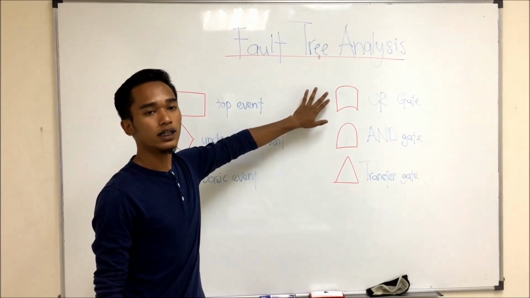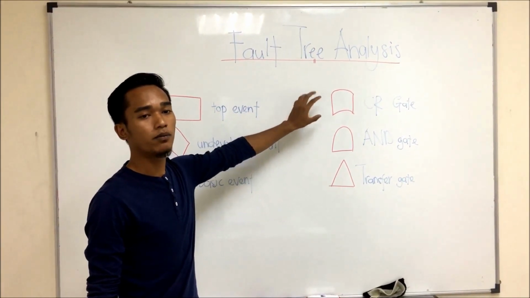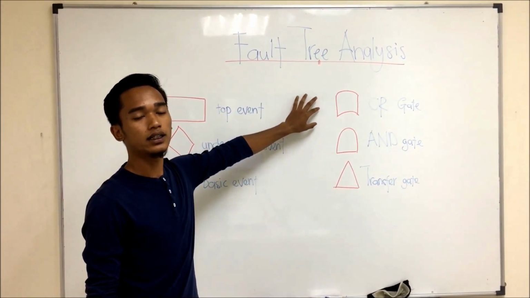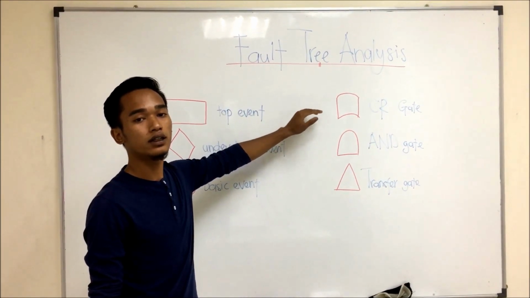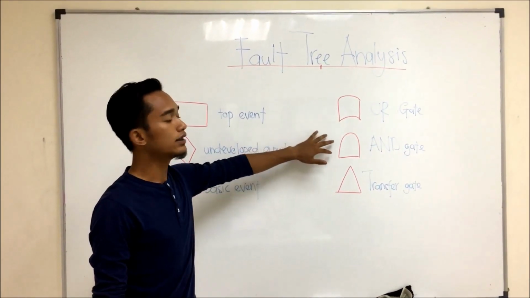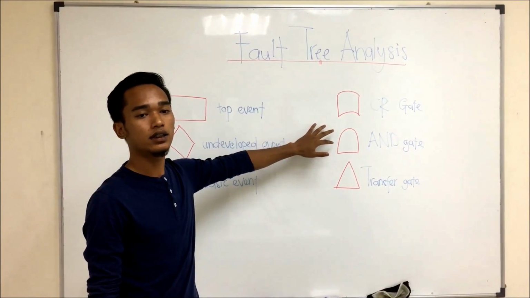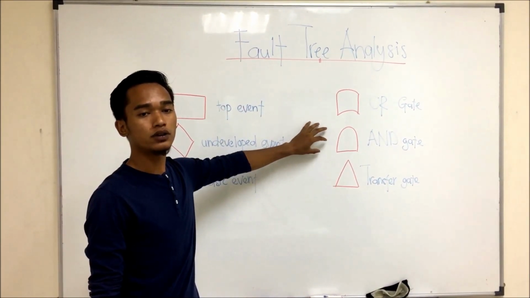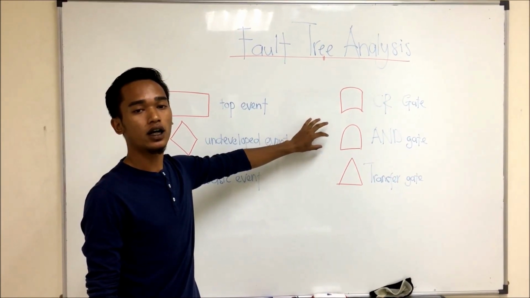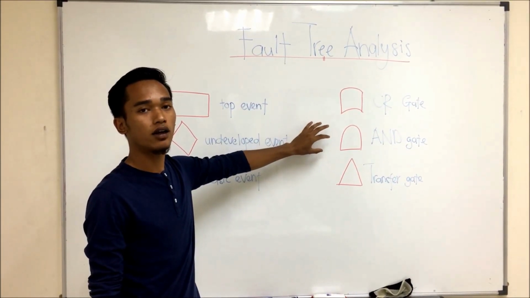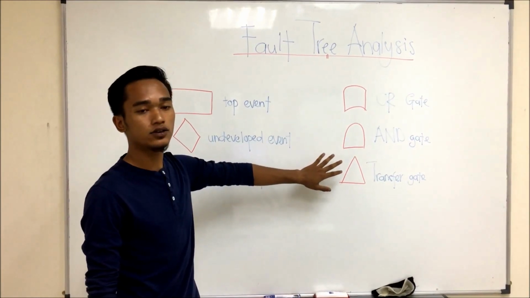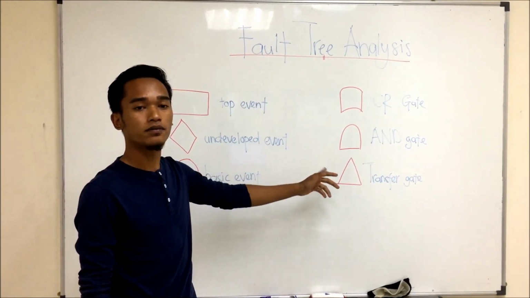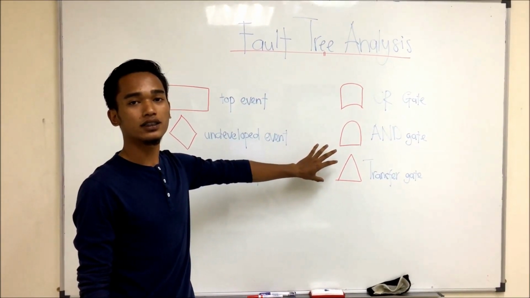The OR gate is used when the above output event occurs if either of the input lower level events occurs, and the AND gate is used for indicating that the above output event occurs if all of the input lower level events occur, and the transfer gate is used to transfer to or from another part of the fault tree.